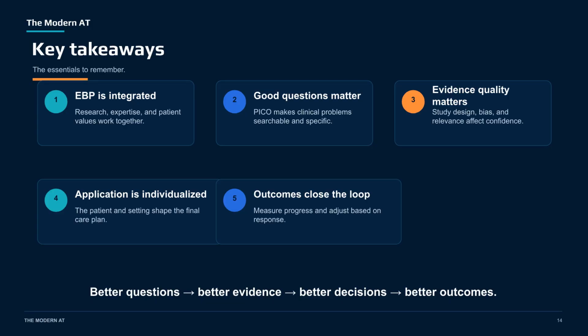Finally, outcomes close the loop. EBP is strongest when clinicians measure progress and adjust based on response. For athletic trainers, this process supports safer and more defensible decisions across prevention, evaluation, rehabilitation, and return to sport care.